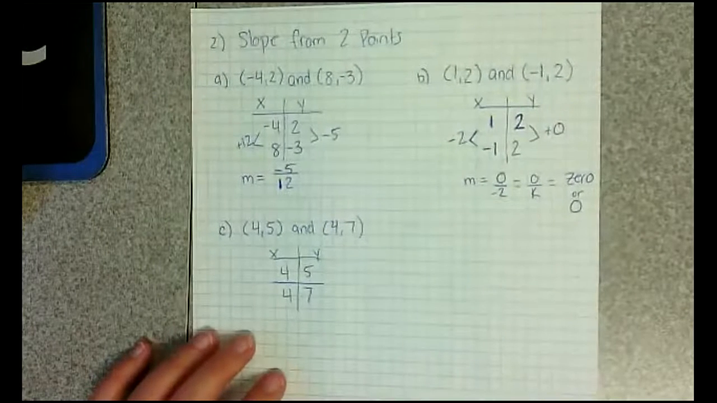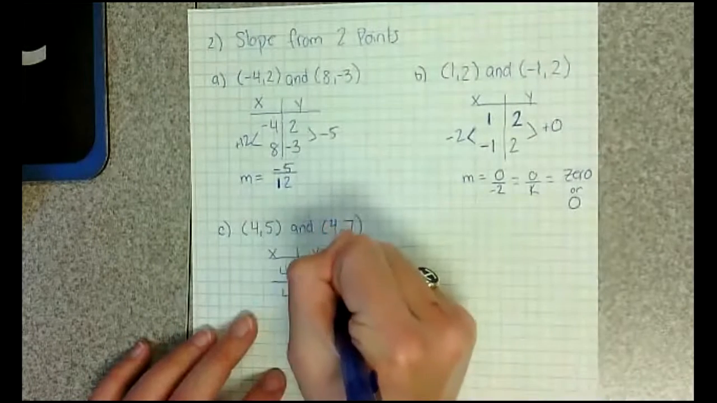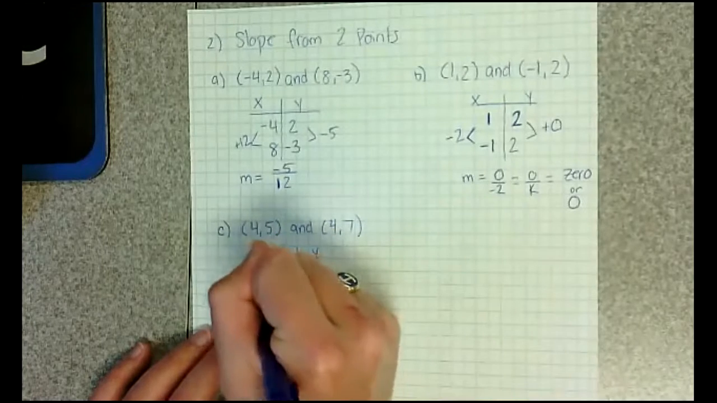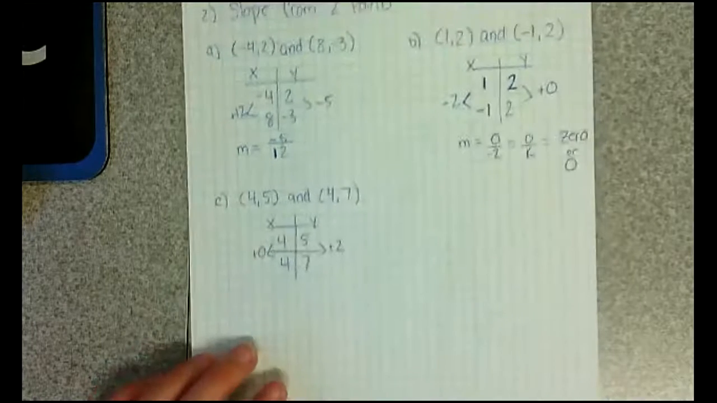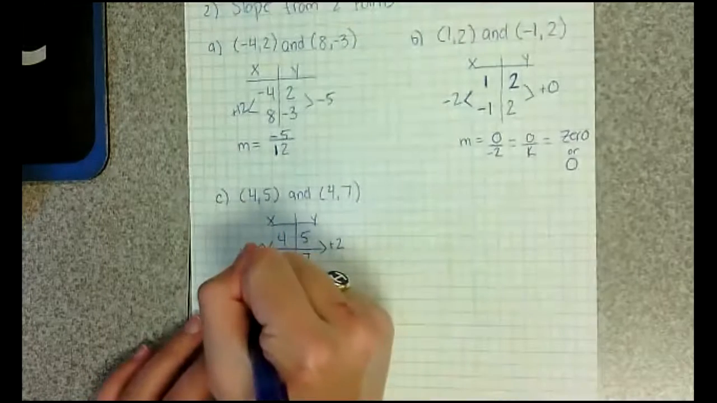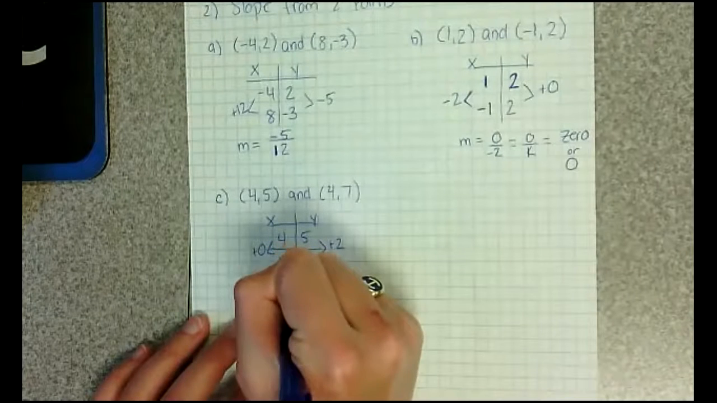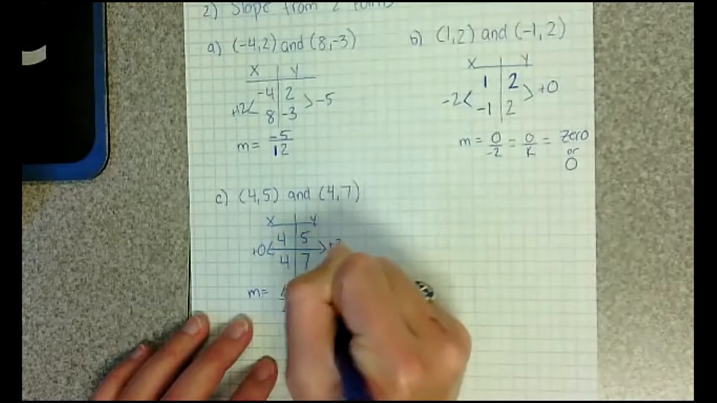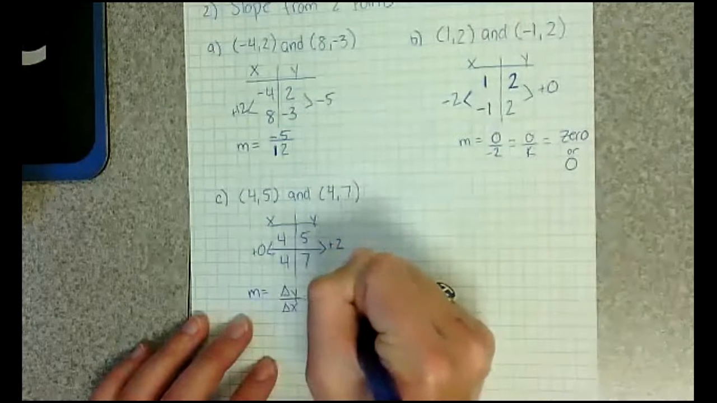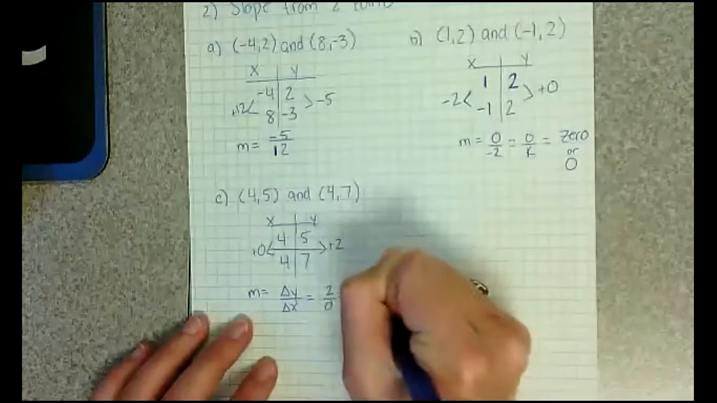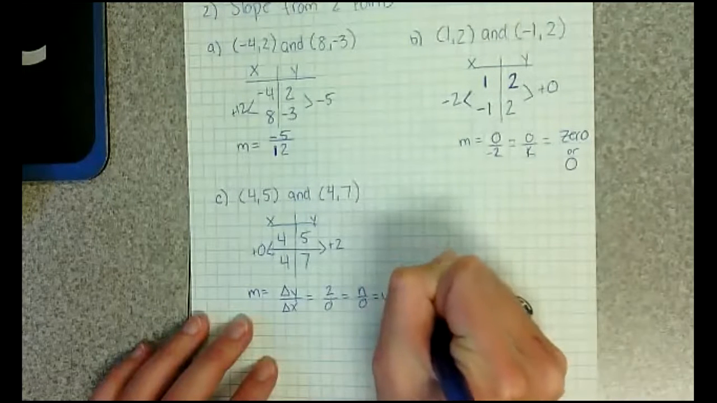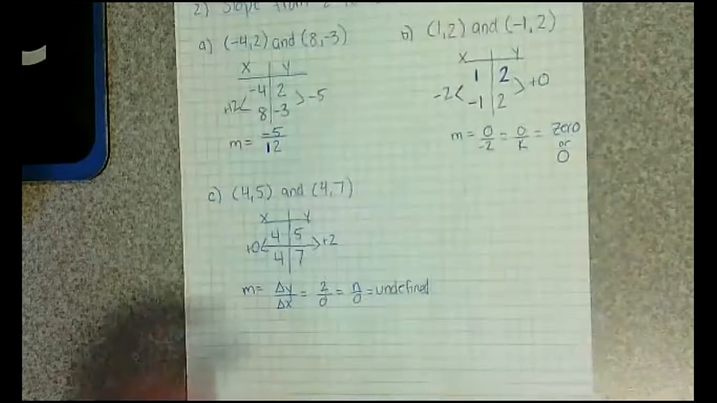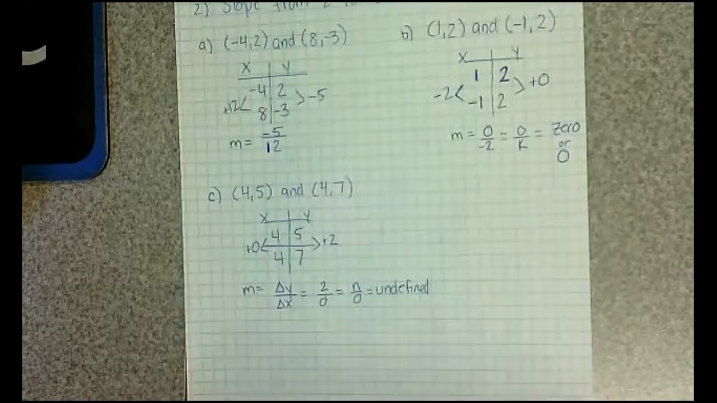Okay, here's my table. This changes by +2. This is changing by 0. Slope is the change in y over the change in x, which would be 2 over 0, but this is not okay, so my answer is undefined. You guys are awesome.